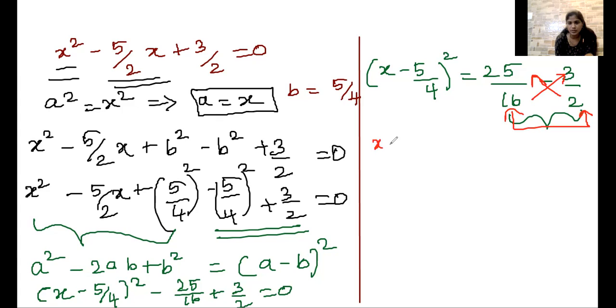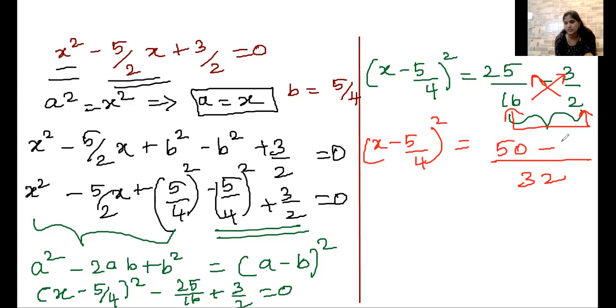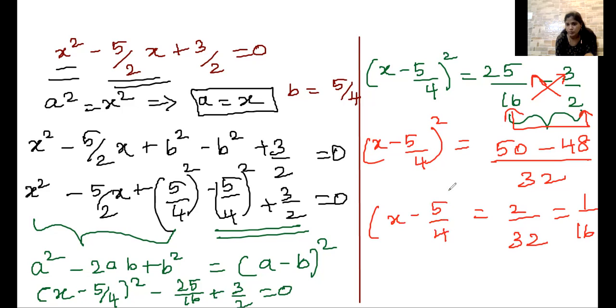In LCM, you will multiply the denominators, and you will perform cross multiplication between the numerators, right? So if you do that, it's going to be x minus 5 by 4 the whole square is equal to 16 into 2, which is 32. You have to multiply the denominators, and in the numerator you perform cross multiplication. So 25 into 2 will give you 50, and 16 into 3 will give you 48. So now I can rewrite this as 2 by 32, which is 1 by 16. I've simplified with the help of the two times table. And the left hand side remains the same, which is x minus 5 by 4 the whole square.